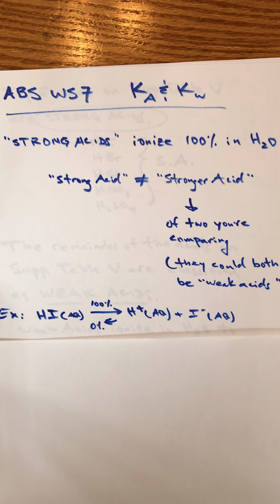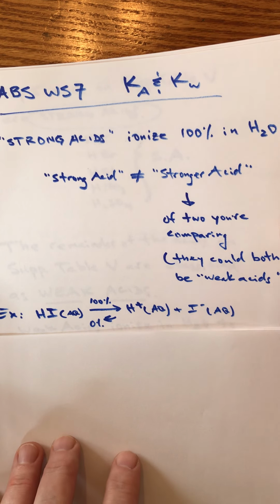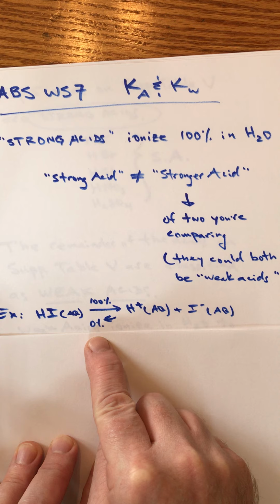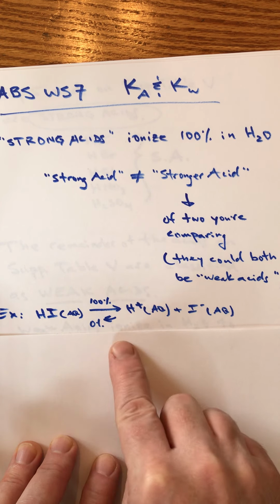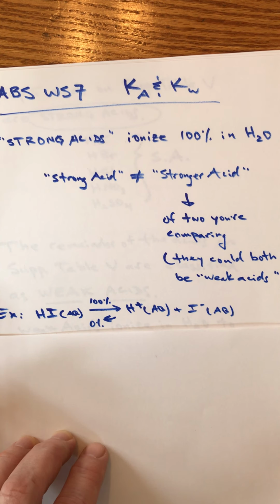An example of a strong acid would be something like hydroiodic acid, HI. It is 100% forward, 0% reverse in water. You put HI into water, every one of those molecules breaks apart and forms hydrogen ions and iodide ions.